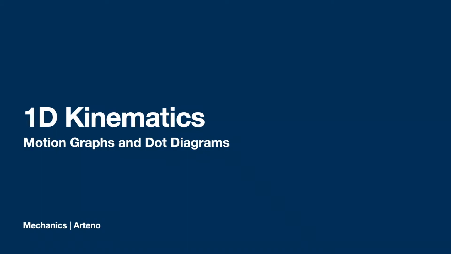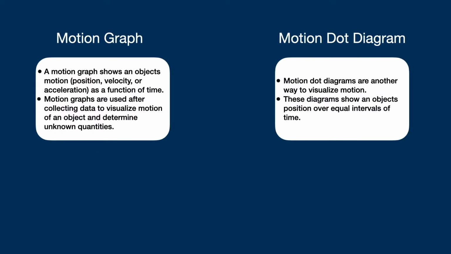Okay, in this video, we're going to look at motion graphs and motion dot diagrams. So first of all, what is a motion graph? What is a motion dot diagram? Well, basically, both of them are used to visualize motion. So a motion graph, we have position versus time, velocity versus time, and acceleration versus time. And motion graphs are used, after we collect data, to visualize and determine different quantities.